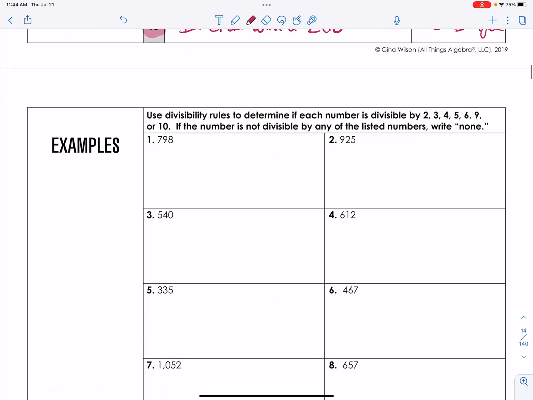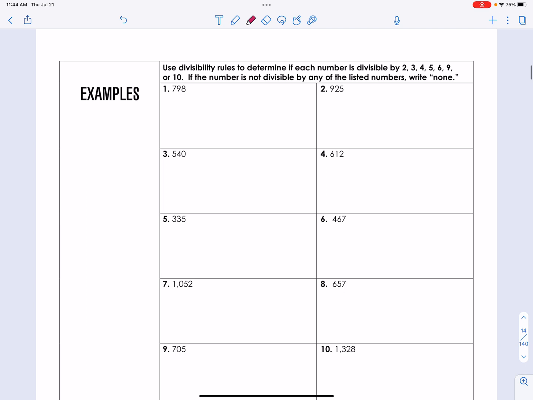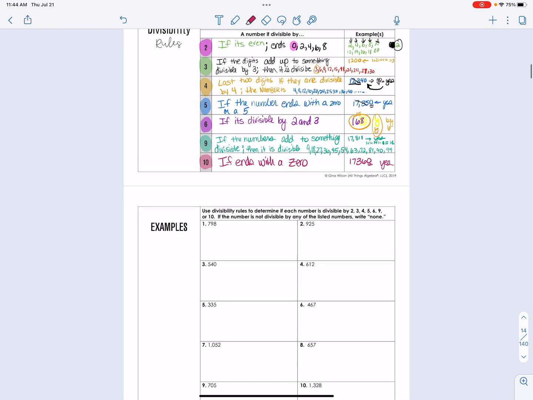Okay. All right, so use the rules. And so I'm going to come up here and I'm going to kind of zoom out so we can see the rules. So I want you to list the numbers that would work. Okay, 798, it ends in a 2, 4, 6, or 8, so it's divisible by 2. So I'm going to go down the list. Okay, is it divisible by 3? I'm going to add those up. 7 plus 9 is 16. 16 plus 8 is 24, and 24 is divisible by 3.